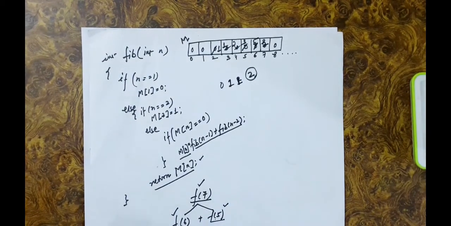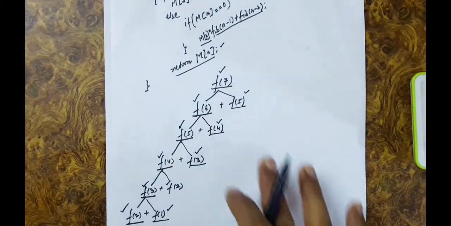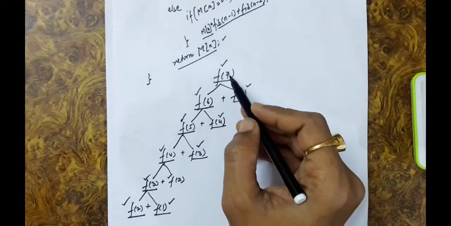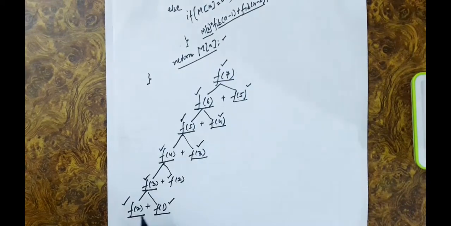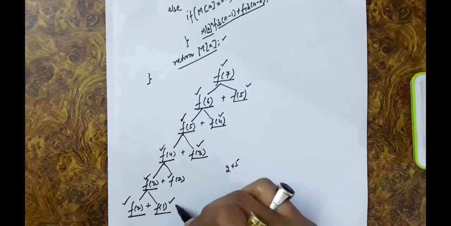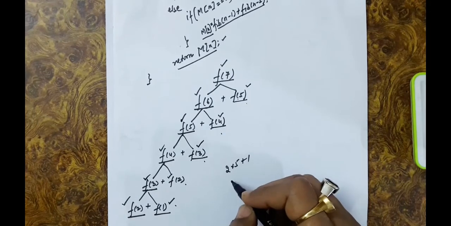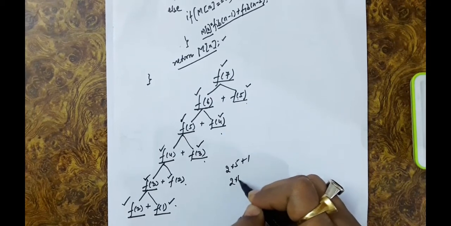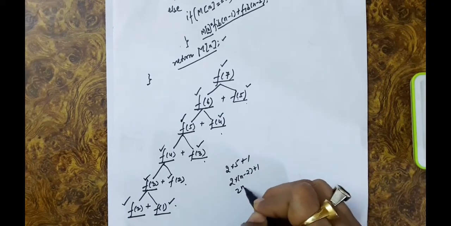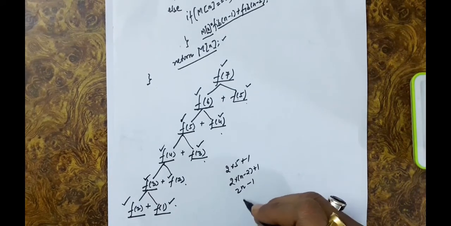See, we are making only linear calls. So how many calls have been made in this table? If the value of n is 7, so 2 plus 2 plus 2 plus 2 plus 2, so 2 into 5 calls, 1, 2, 3, 4, 5, plus 1. If we have to compute the nth Fibonacci term, then the number of calls will be 2 into n minus 2, plus 1. So this is 2n minus 1. So the number of calls which are made is 2n minus 1.